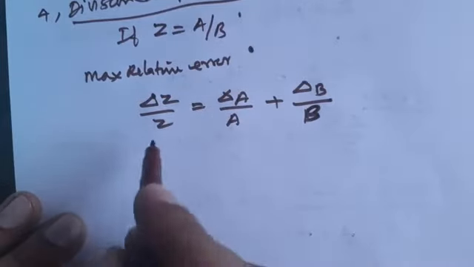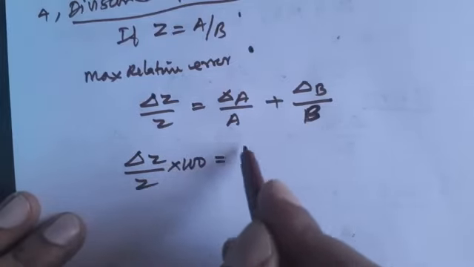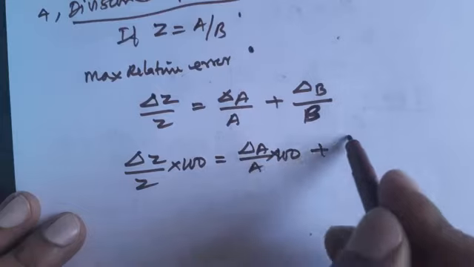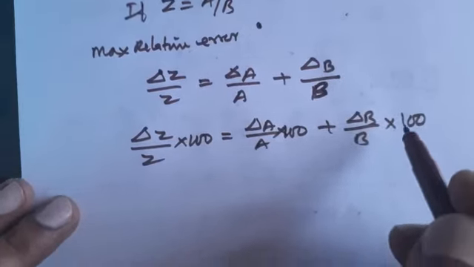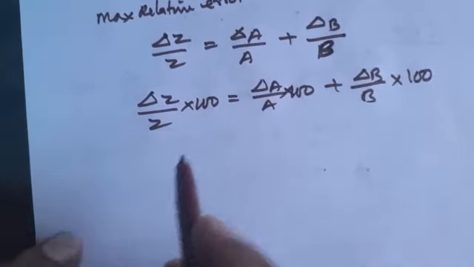What is the percentage error here? Again, delta Z by Z into 100 equals delta A by A into 100 plus delta B by B into 100, which is similar to product. I will give you one illustration.